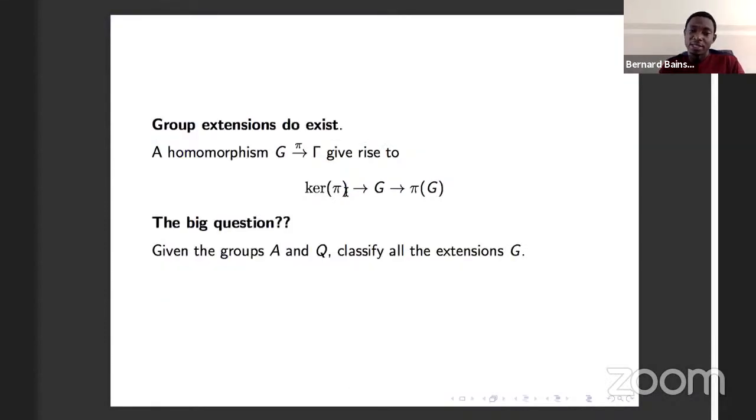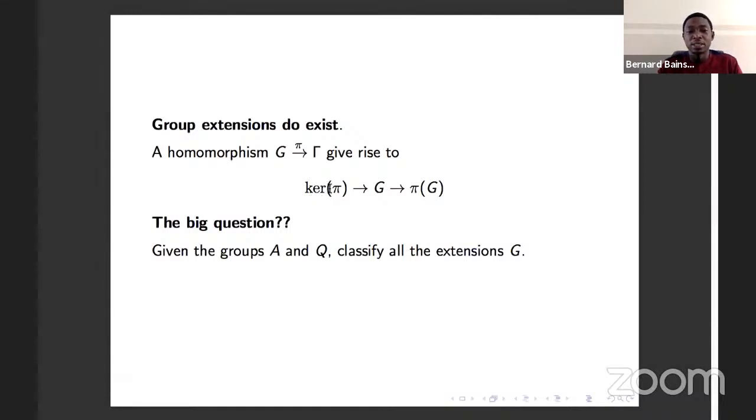So group extensions do exist. We can give several examples. For example, if you have any group homomorphism π from G into Γ, then we'll be able to find a group extension out of this. The immediate thing to do is to look at the image of π, so that we have a surjective map from G onto π(G). Then the kernel of that map will be what sits at the bottom there.